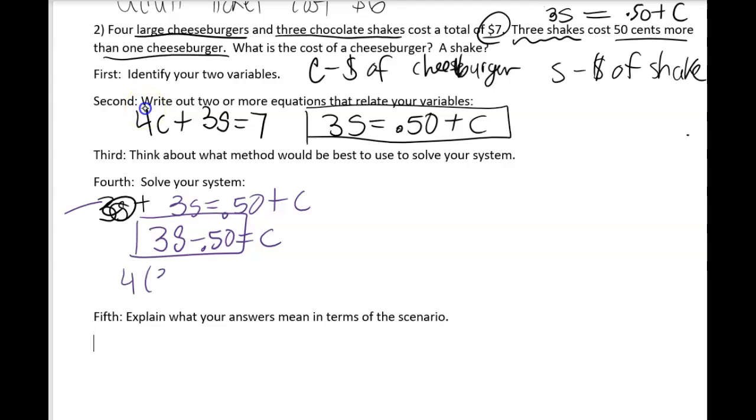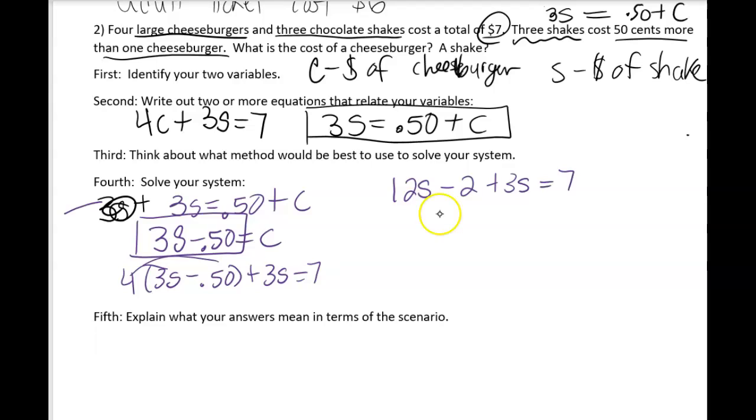So 4 times 3 shakes minus 50 cents plus 3 shakes is equal to $7. So we will then distribute that in. Combine like terms. Be careful when you use S, it sometimes looks like a 5. So be very mindful if you're ever using S as a variable. It's always safe if you just use X and Y. Just a tip.